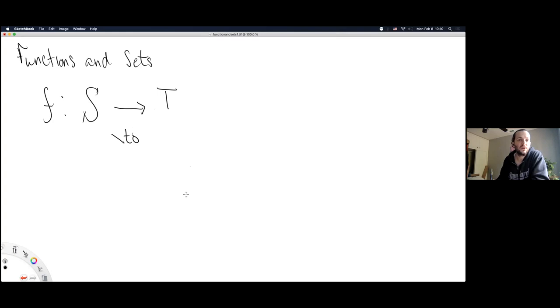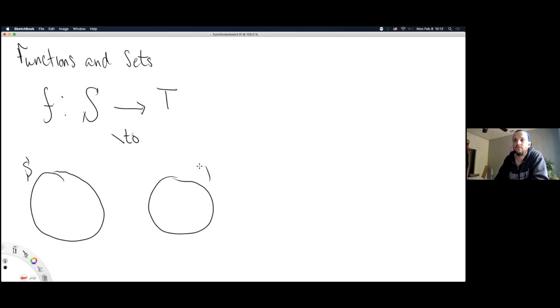And this is the notation we're going to use to say that f specifically takes you from the set S into the set T. Now we might draw that where S is just this circle and T is just this circle. And it takes you from points, maybe named x, not very cleverly, to f of x. And this is what the function f does.